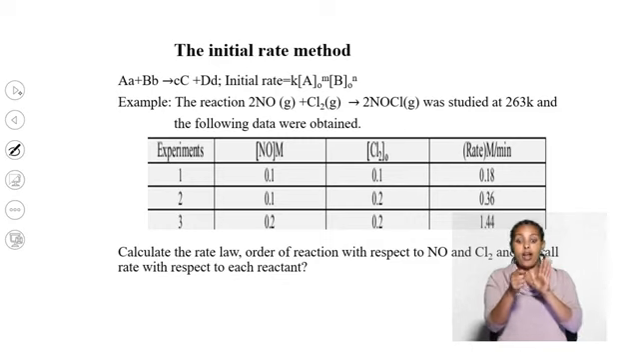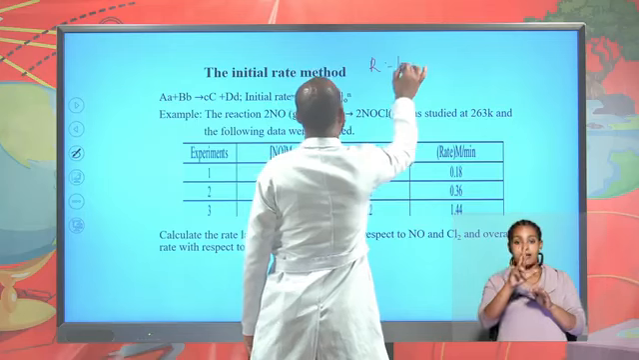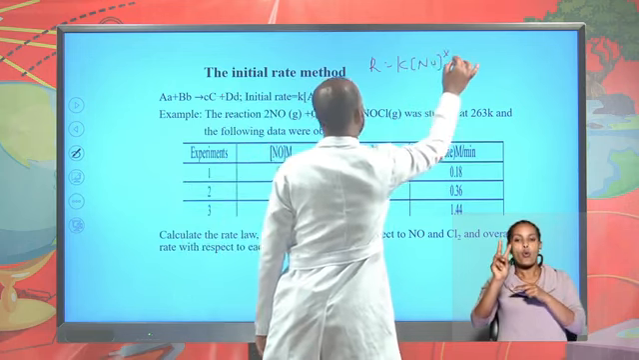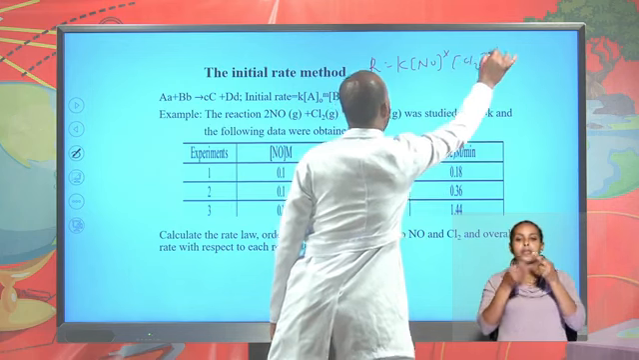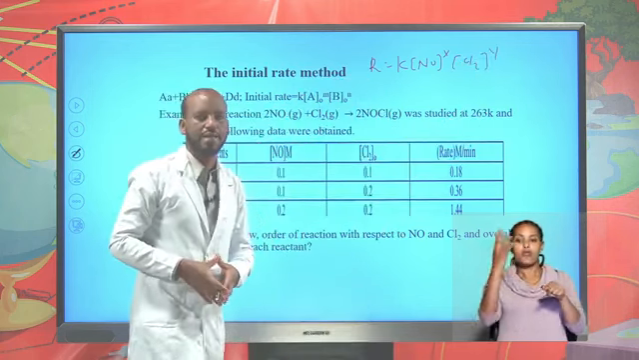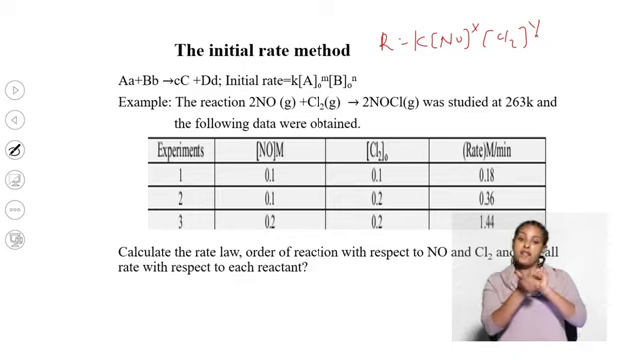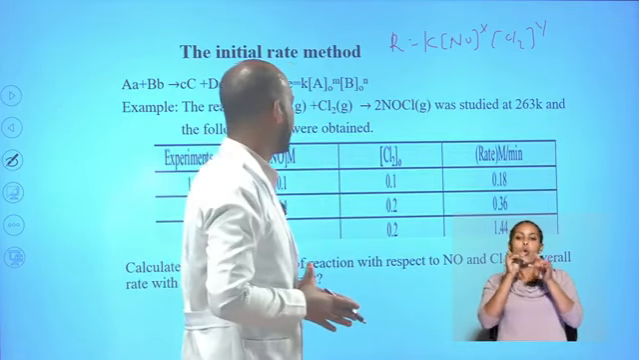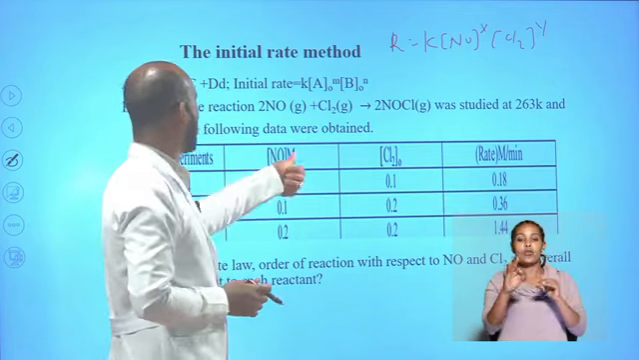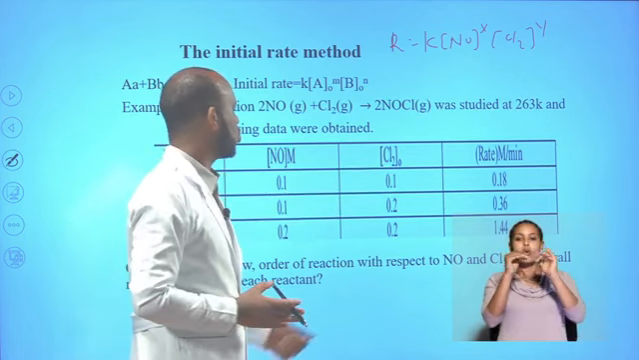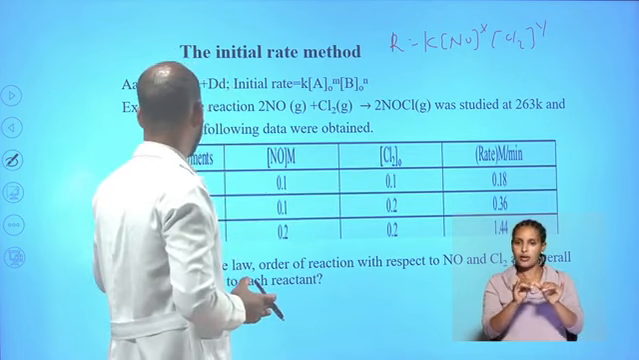Now the rate law for this reaction is rate equals k times concentration of nitrogen monoxide to the power x times concentration of Cl2 to the power y, where x and y are obtained experimentally. Now to get the value of x, vary concentration of NO while keeping concentration of Cl2 constant. Therefore, concentration of NO varies in experiment 2 and 3. Concentration of Cl2 is constant in experiment 2 and 3.